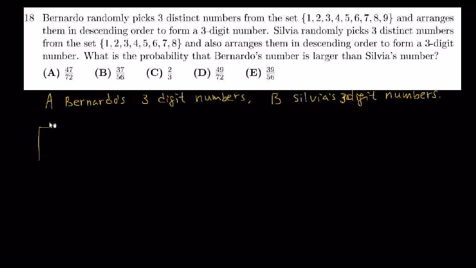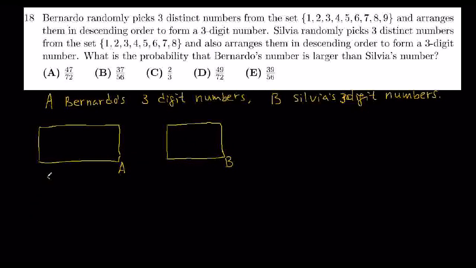Let's draw a container to represent numbers in A and numbers in B. B is smaller than A, which is also because A has more choices, right? It can have 9. How many numbers will be in A?